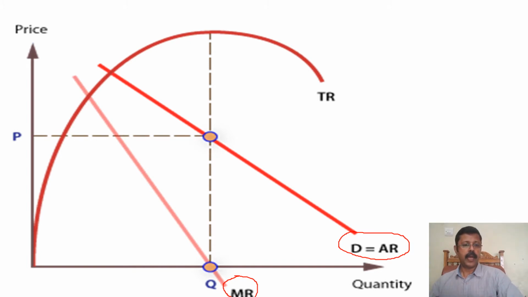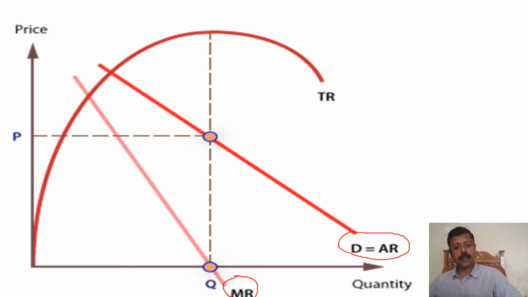Now, I hope you remember what we studied in law of demand. As you reduce the price, you will be able to sell more and more quantity. Therefore, we have to reduce the price to sell more quantity. Therefore, the average revenue, that is nothing but the average selling price, will be declining. It will decline like this, right?